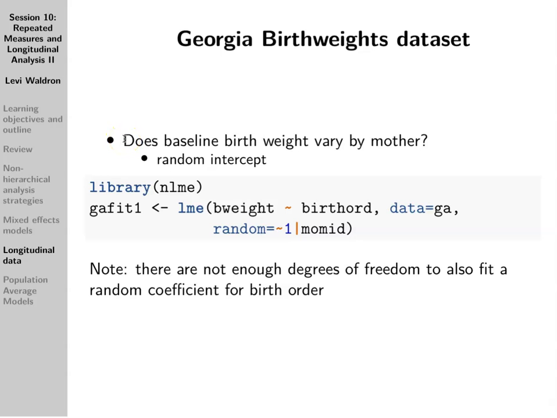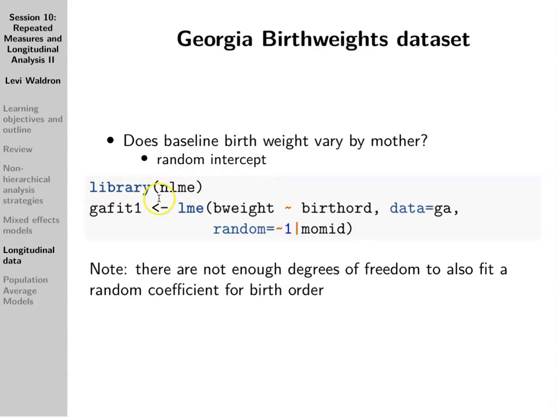So let's look at this question first. Is there evidence that the baseline birth weight varies by mother? That is, that the variability from one mother to another is more than the variability that could be explained just by the random variability of weights for one mother from one birth to the next. And we can answer this with a random intercept.